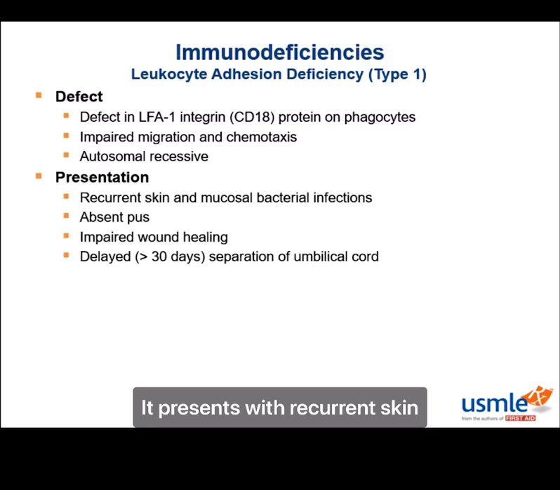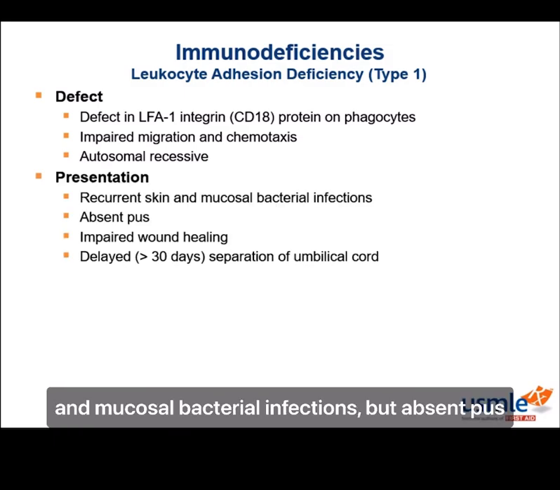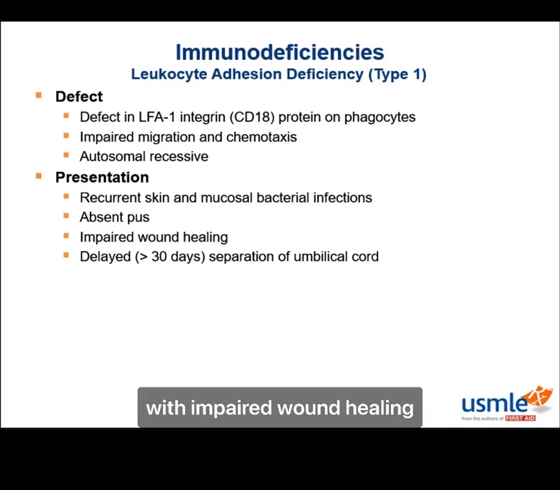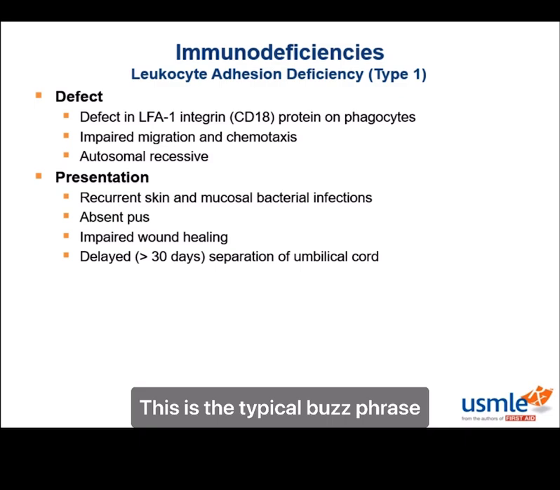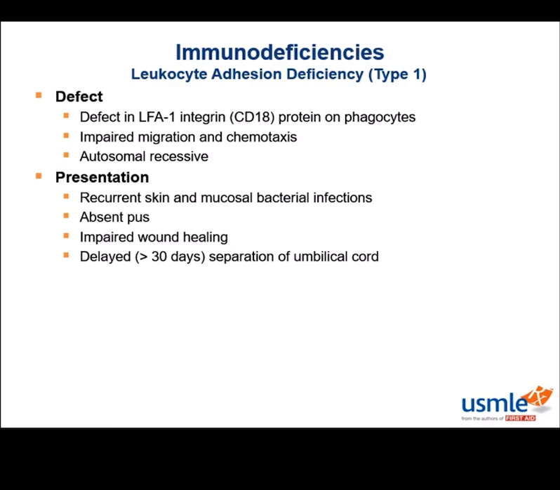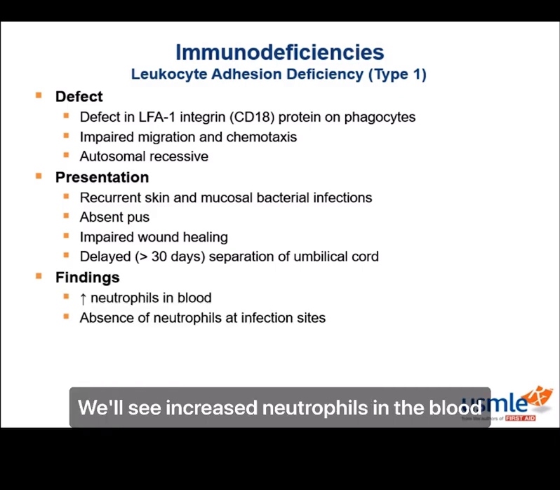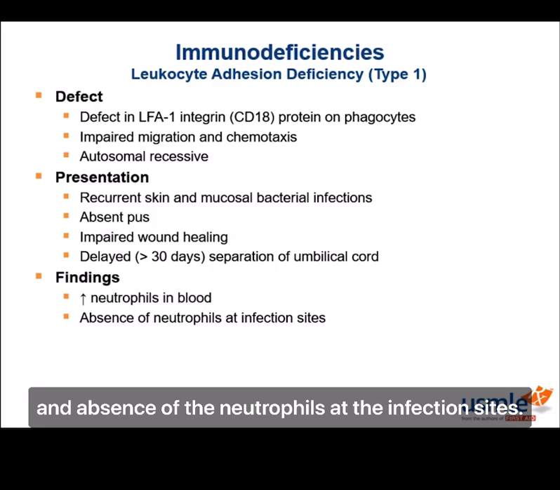It presents with recurrent skin and mucosal bacterial infections, but absent pus, with impaired wound healing and delayed separation of the umbilical cord. This is the typical buzz phrase for leukocyte adhesion deficiency. Now, what will we find? We'll see increased neutrophils in the blood and absence of the neutrophils at the infection sites.